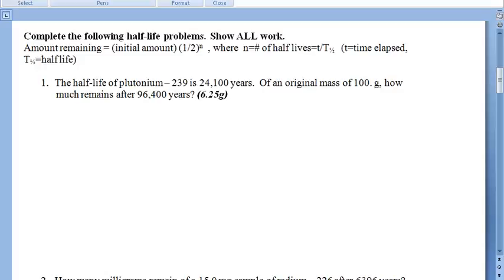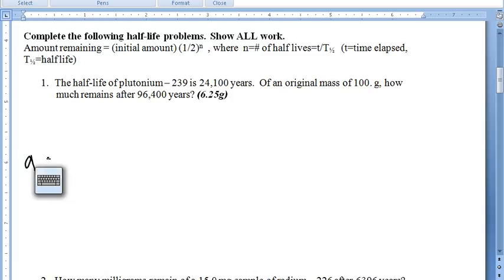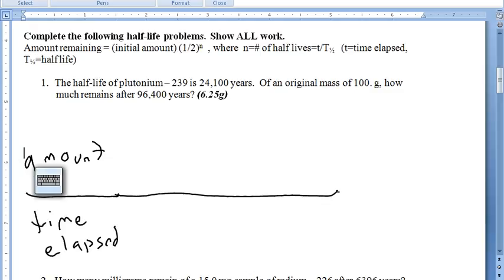In this screencast, we're going to work on a couple of half-life problems. We're going to do it two different ways. One's the table, and for the table, we look at the amount over time elapsed. We look at all the half-lives. And the other way is, I guess, the algebra way, which is this equation right here.